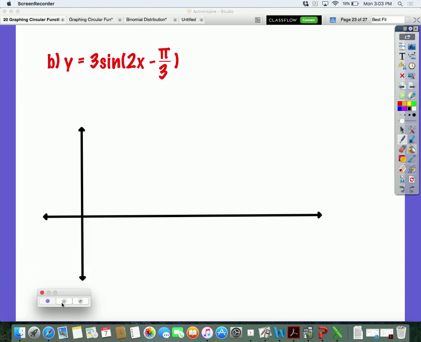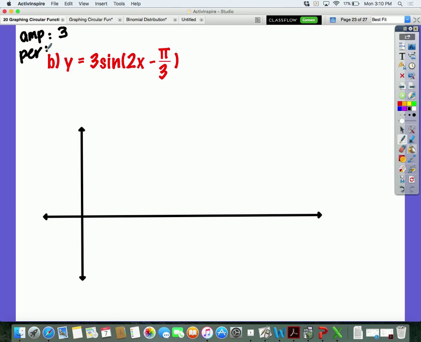Find amplitude, period, all that good stuff. Graph it. Amplitude, period, phase shift. Oh, why is it a negative? Because it's negative c over b. So since it's already a negative, it's negative and positive. Frequency, I forgot that.